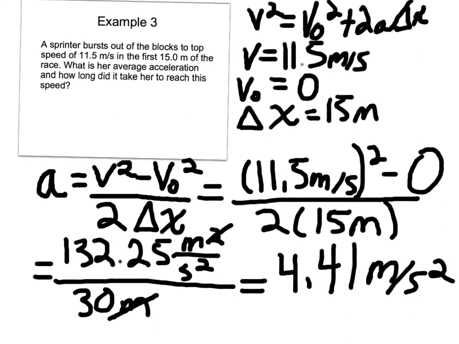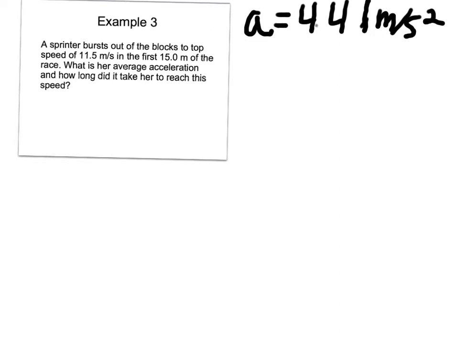Next up, it asks, how long did it take to reach this speed? If you need to pause and do anything with this part of the problem, please do so now, and then I'm going to move on. Okay, in the last problem we found acceleration is 4.41 meters per second squared. Now we're looking for time. In the problem it says, how long did it take her to reach this speed, and that speed being 11.5 meters per second. So let's review what we know.